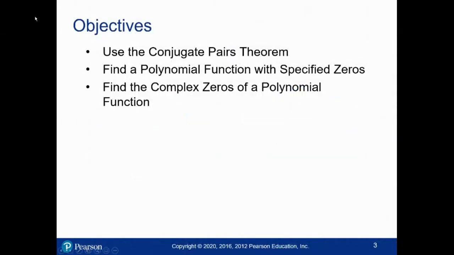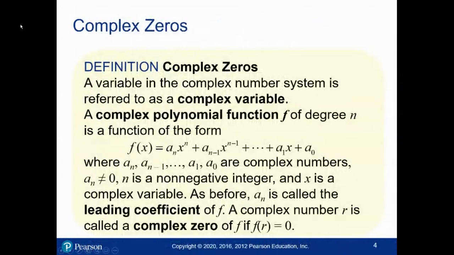So there's something called the conjugate pairs theorem, which we'll go over. And then we can actually try to find a polynomial that has a given collection of zeros, and then maybe in general find complex zeros of polynomials. So, okay.